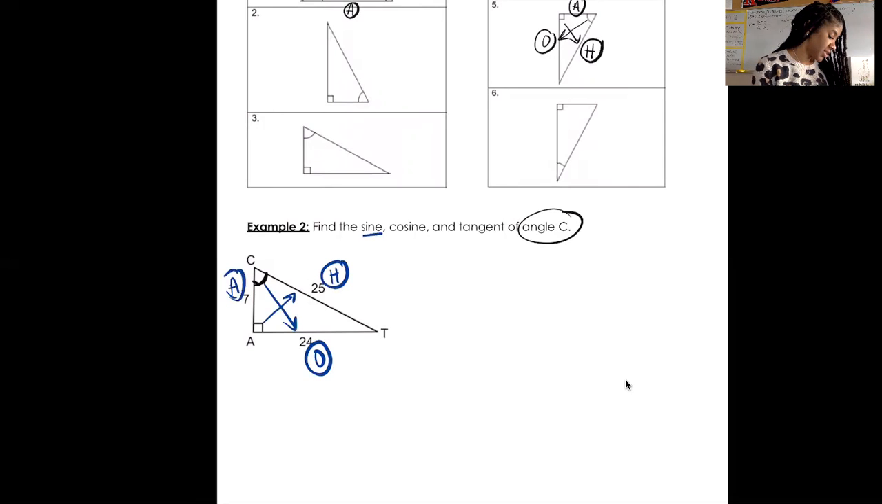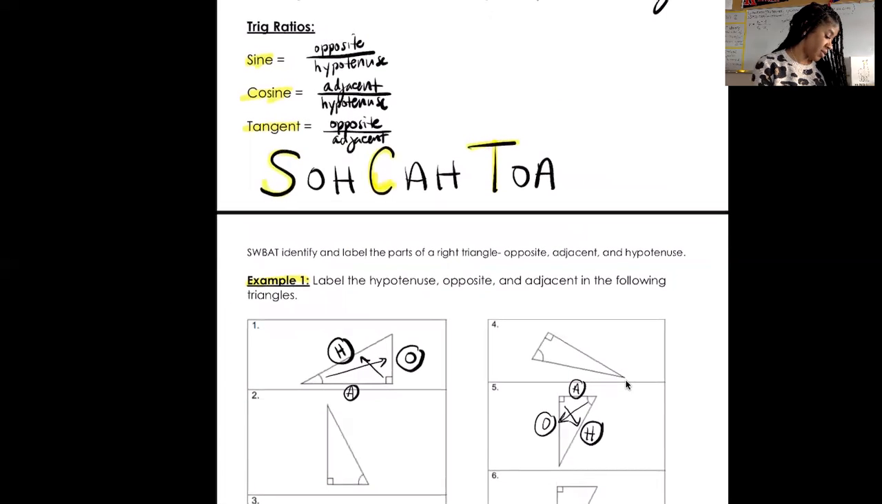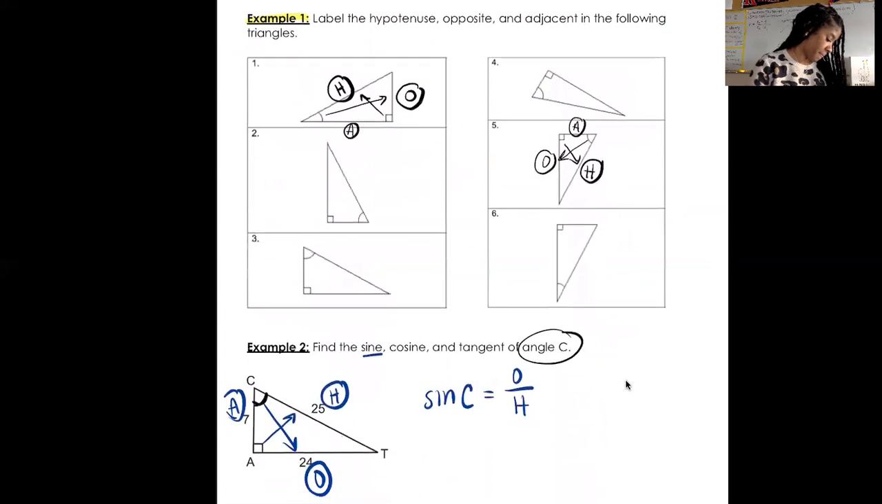So first thing I want is sine. The sine of angle C is going to equal opposite over hypotenuse. That's my formula for sine. Sine is equal to opposite over hypotenuse, SOH. Sine equals opposite over hypotenuse.